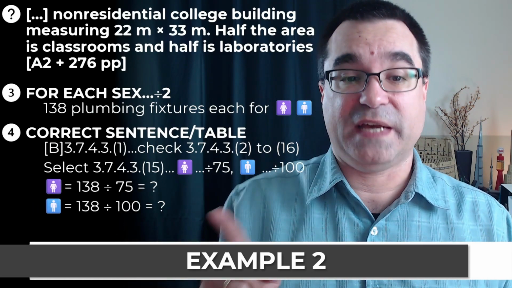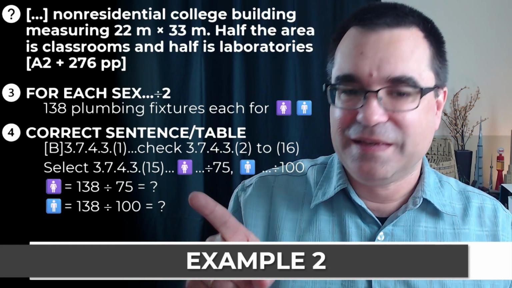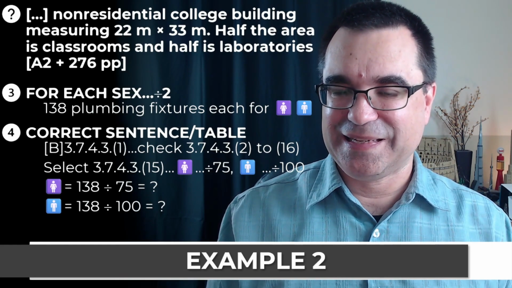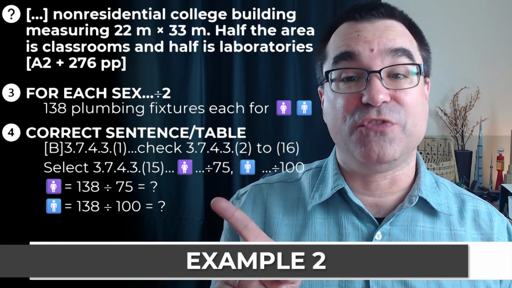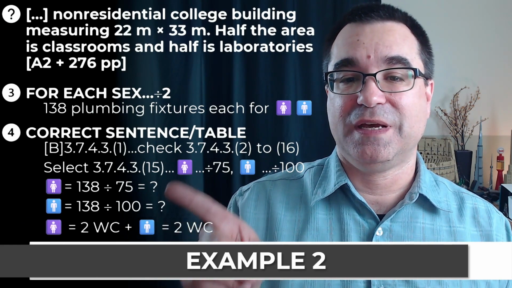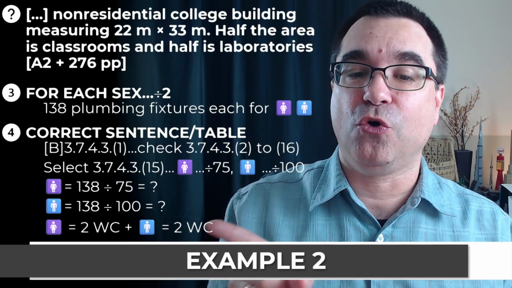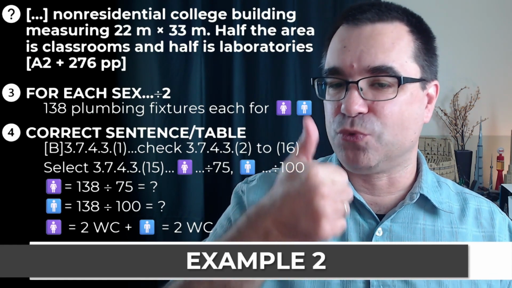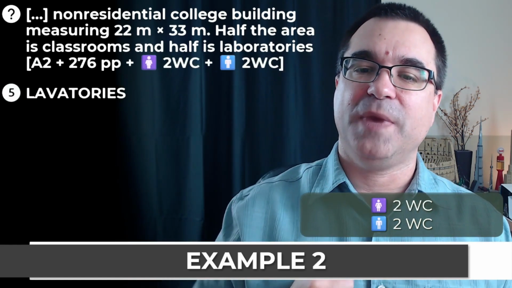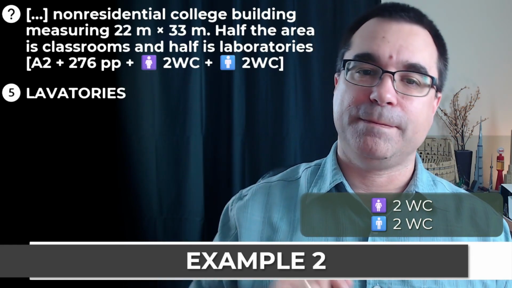So let's do that. 138 divided by 75, what is that? 138 divided by 100, what is that? I'm giving you a chance to do it so you can see if your number matches what I get. 2 for each. Don't forget, people are whole numbers. So if you don't get a whole number here, you want to make sure you round up to the nearest whole number. So that's 2 each for male and female washrooms based on this occupant load and based on that major occupancy.